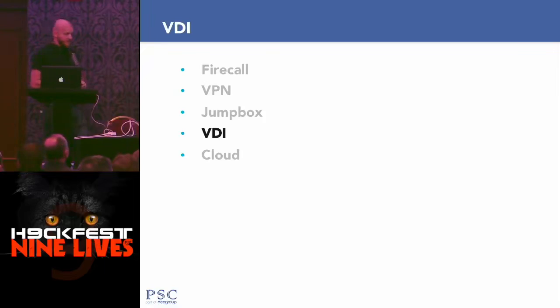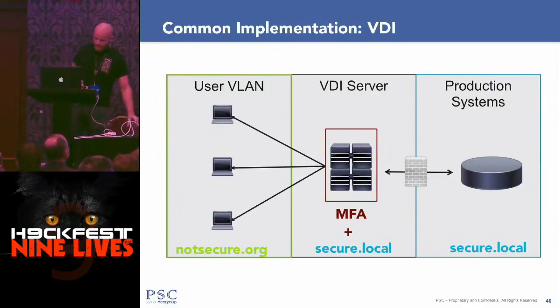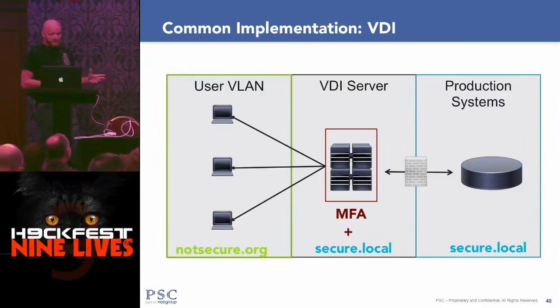Okay, next up is VDI. If you're not familiar with virtual desktop infrastructure, it's a solution that lets you deliver applications or, quite often, full desktop environments. When it's used to deliver a desktop environment, it's essentially a variation on the jump box we just discussed. Just like the jump box design, VDI typically still violates a true separation of zones.